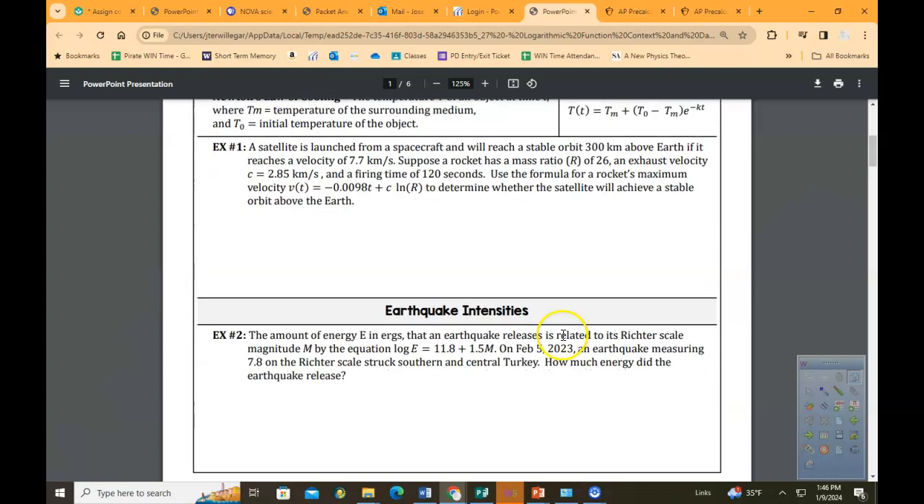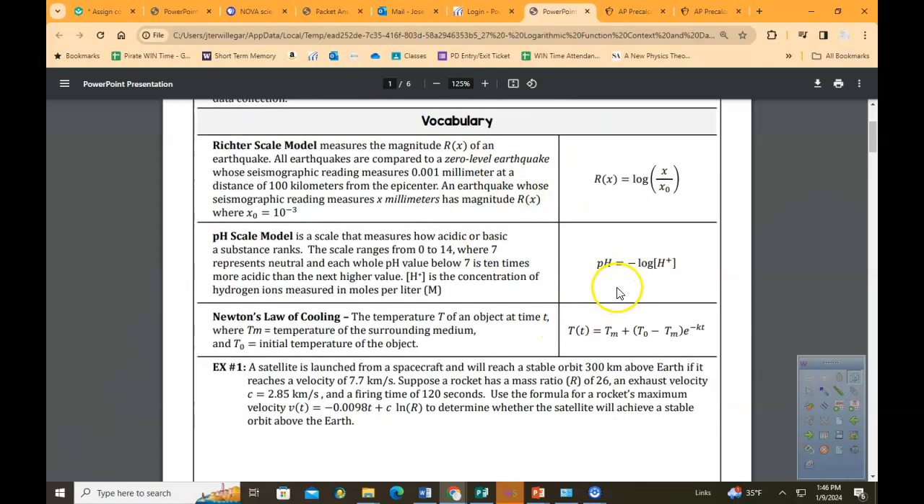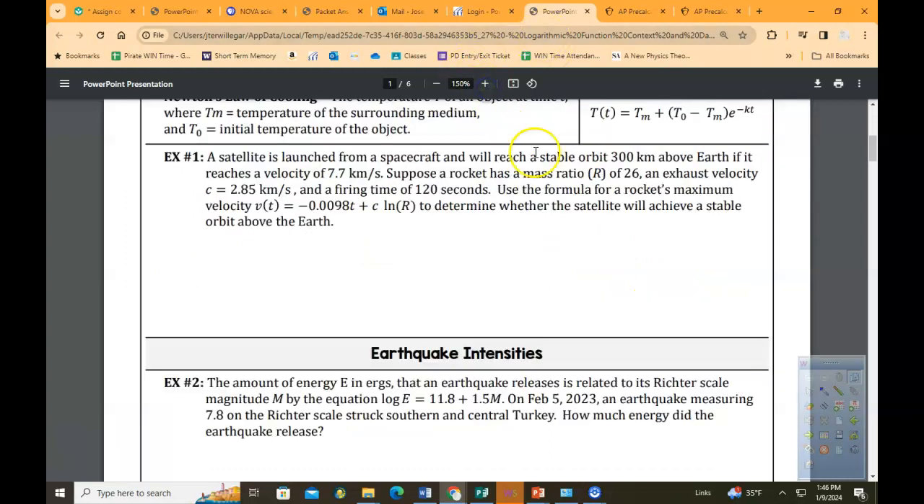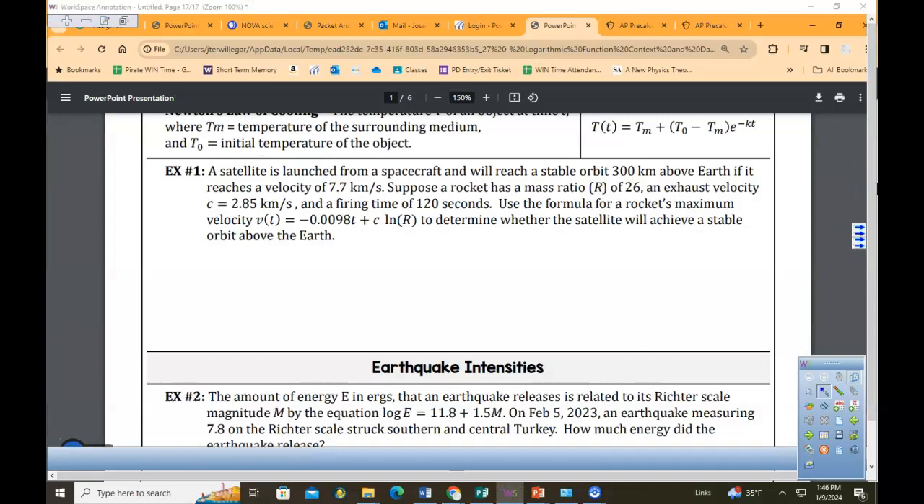Let's do some examples. But these formulas come up a lot. I'm pretty confident they're going to give them to you, so we just have to know how to use them. All right. So example 1. Go back and read those again too if you need to, or they're in your packet.